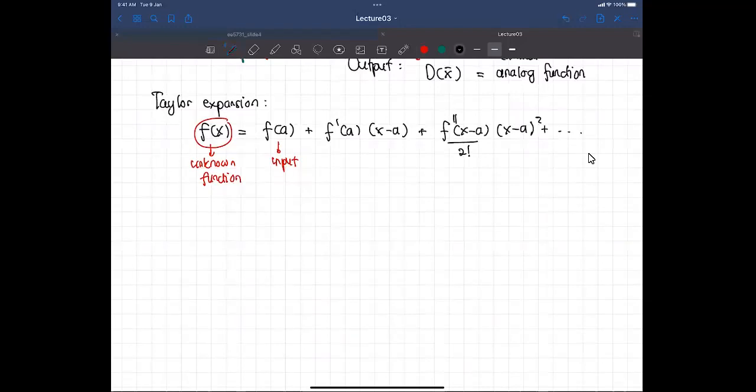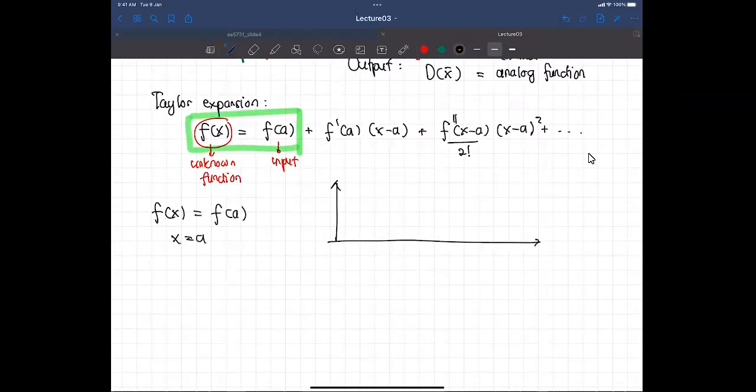Okay, so let's assume that we have only a very simple Taylor expansion, which is this one, the green box. The green box is a very simple Taylor expansion, where f(x) is simplified into f(a), which means that x equals a in this case. So what does it mean by this? It means that assume you have a very complex function, for example, something like that, and that is actually your f(x) that you want to find.